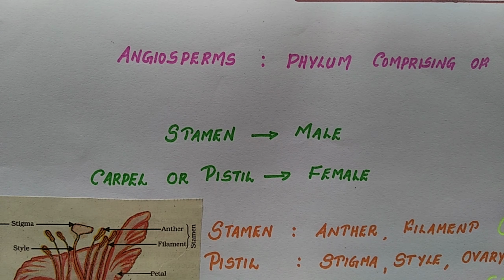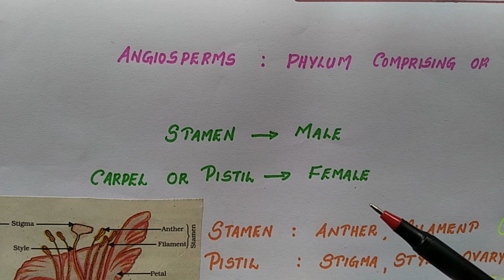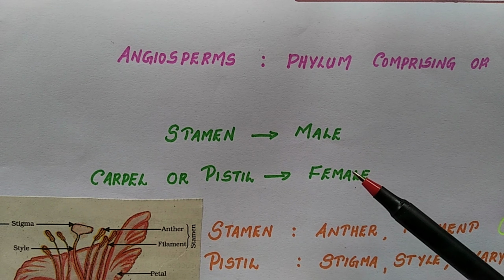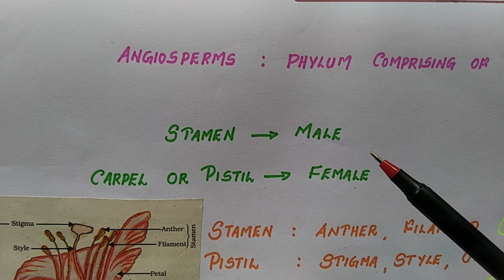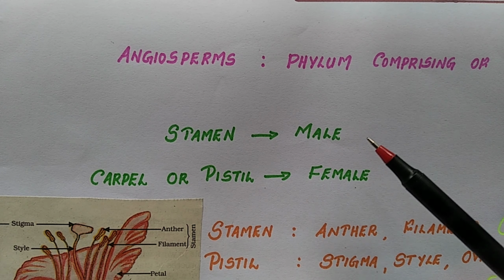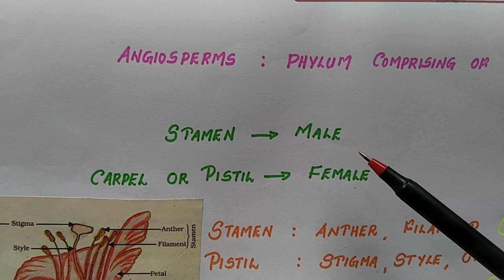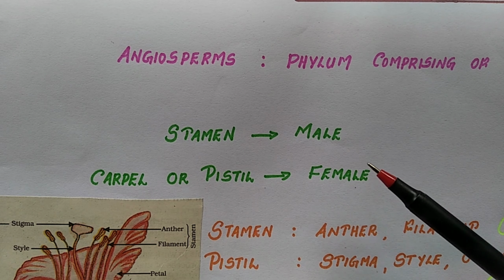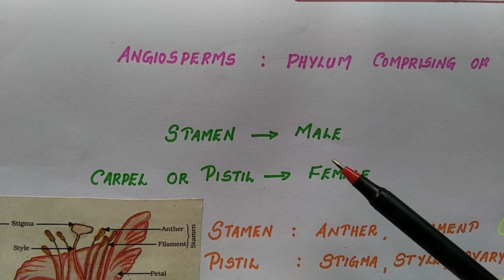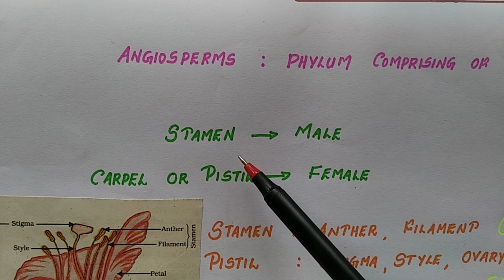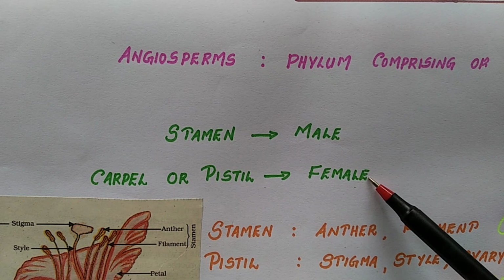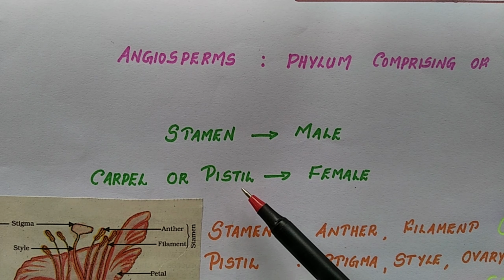The reproductive parts of a plant are located in the flower. If it is sexual reproduction, as you know, it must include the involvement of male and female parts. So in a plant, the male part of the flower is called stamen and the female part of the plant is called carpel or pistil.